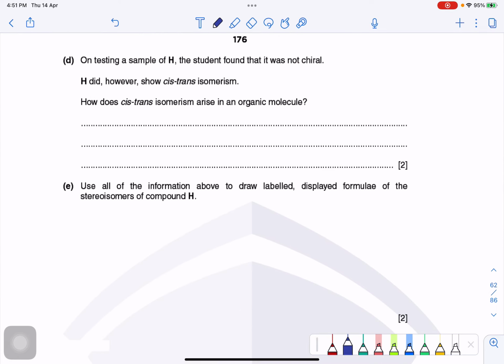Secondary भी हो सकता है. 5 and 6 को अगर हम देखें तो primary secondary दोनों हो सकते हैं. Okay, on testing a sample of H, the student found that this was not chiral. H did, however, show cis-trans isomerism.